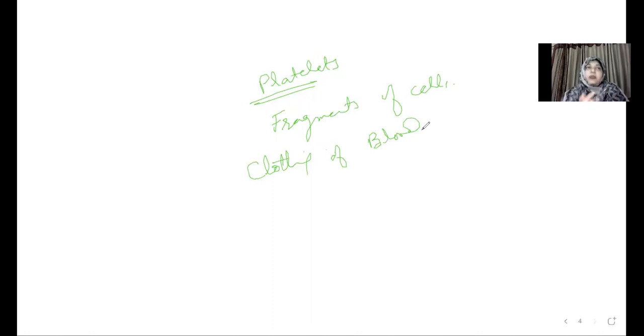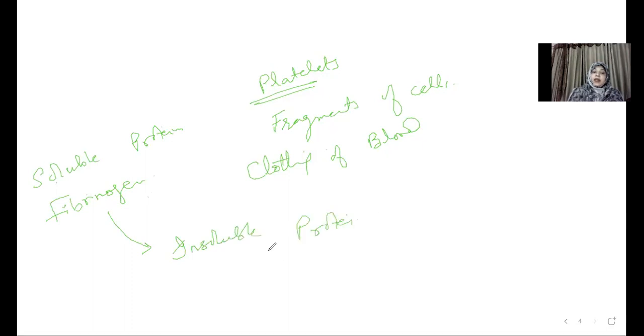Another way is if a deep cut is there. At this time, in our blood we have a soluble protein that is known as fibrinogen. Right? When there is a wound, with the help of platelets, with the help of enzymatic action, these fibrinogens turn into an insoluble protein that is known as fibrin. And these fibrins make a mesh and they also clot the blood. Sometimes they make a scab on the surface also, right? This scab prevents the pathogens' entrance into the body.